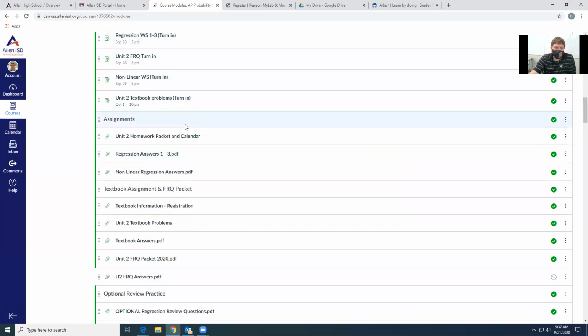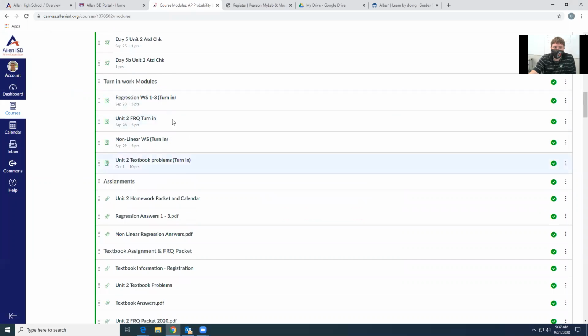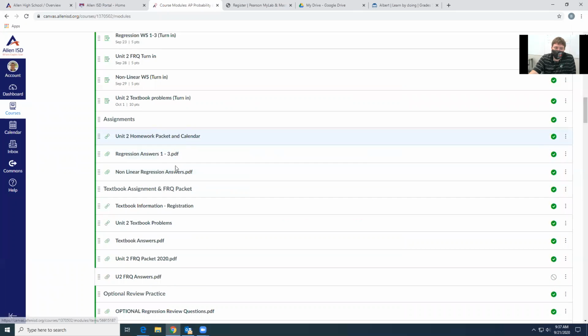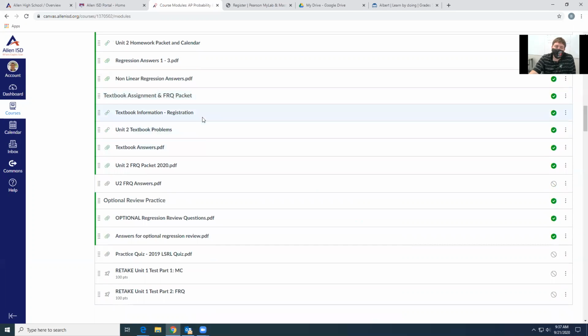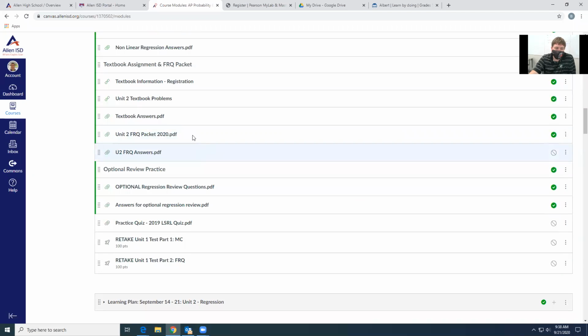So textbooks, assignments, all the turn-in stuff goes right here again, so it's easy to find underneath the checks. We've got our assignments here for resources if you need them. Remember, the answer keys are online for the homework to help you guys study. And then the textbook answers, problems, all that stuff is right here for you guys to study. So this gives you a list of all the textbook problems you're supposed to do.